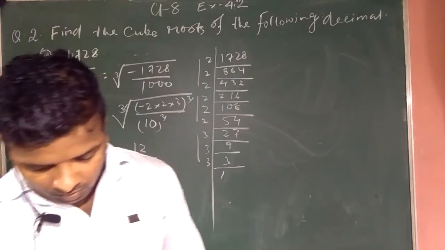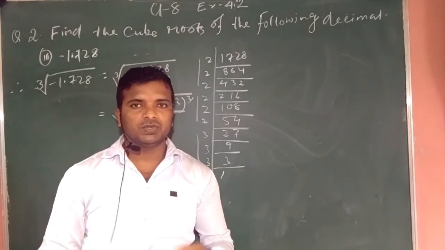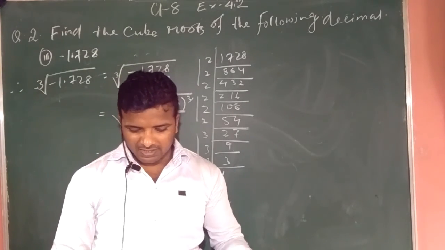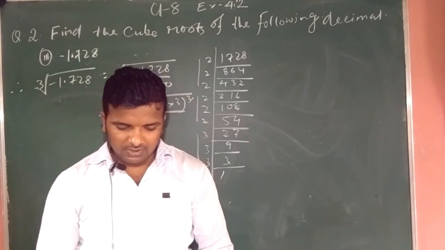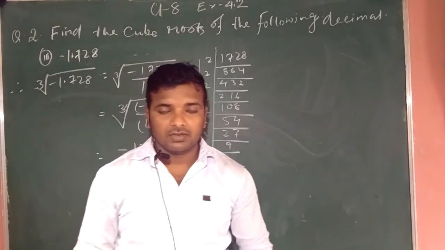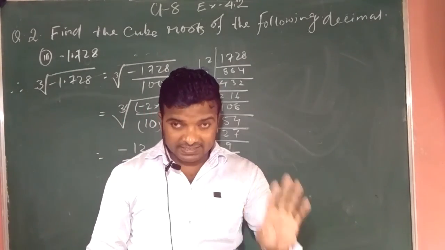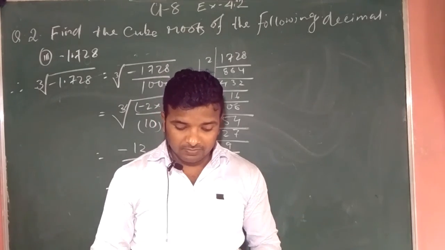So only Roman numbers 1, 2 and 3 from question number 2. The rest are the same method, so no need to do all, because I want to clear the concept only. Concept is the main thing for mathematics.